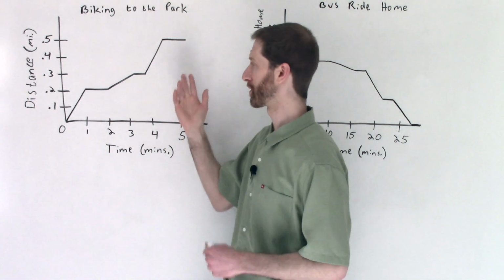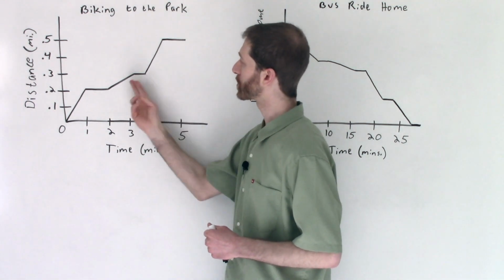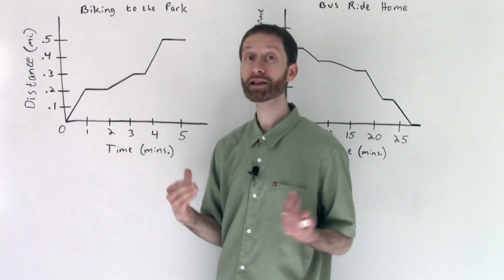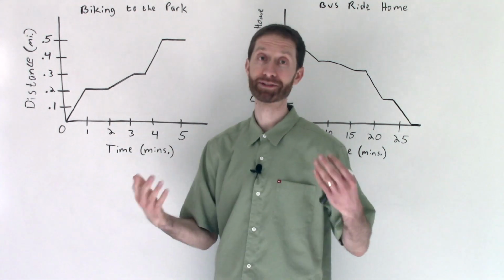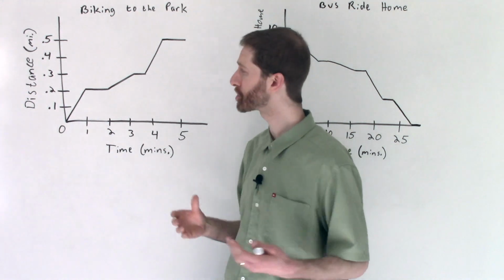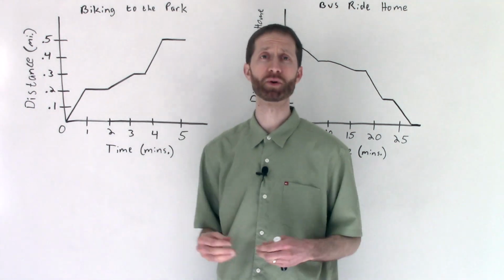Then we've gotten to the park and we stay at the park for, well, a much longer amount of time. That's where the graph stops. We can tell that we're stopped where we have horizontal lines because time is moving on and there's no distance changing. That's the definition of stopping. So that's one way of kind of making up the story of what's going on.